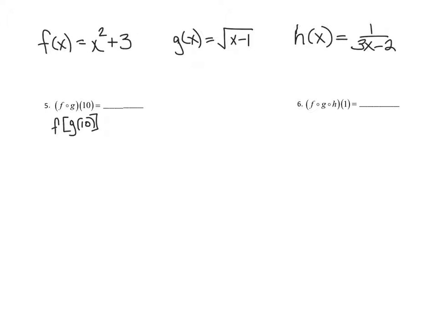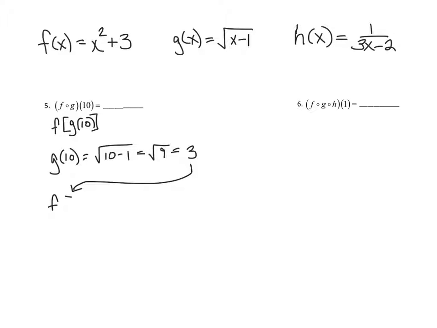So let's find g of 10 first. So we take the function g, and we plug 10 into it. Remember, g of x is the square root of x minus 1, so let's plug 10 into the function, and we get the square root of 10 minus 1, which is the square root of 9, which is 3. So now we're going to plug 3 into f of x. So remember, we have f of g of 10.